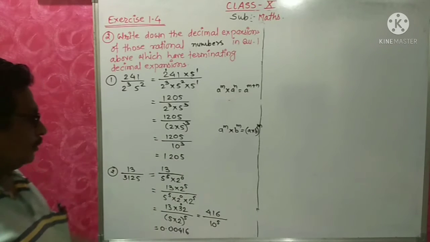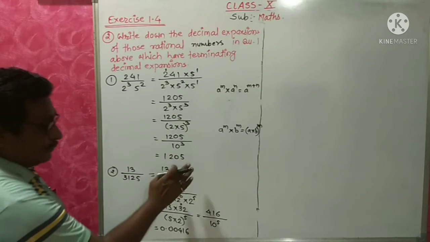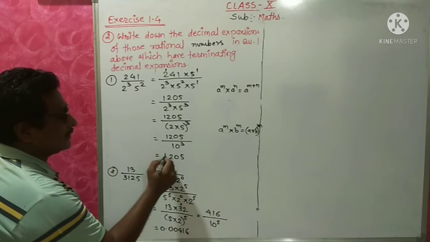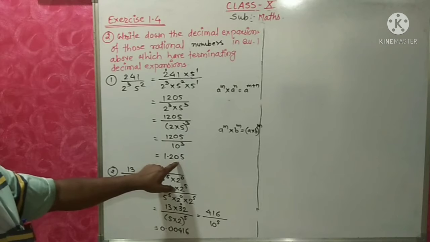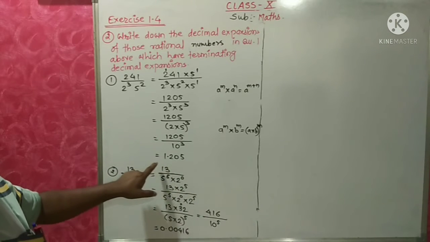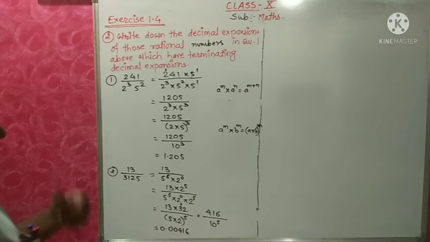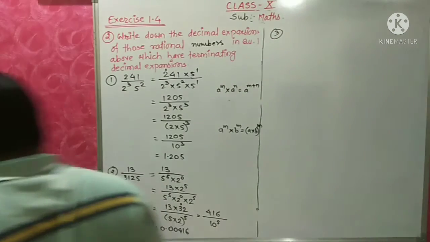1205. Now the power is 3, which means 3 decimal places. So from right to left, 1, 2, 3. So what is the decimal? 1.205. Understood what it will come to? So in this way we have to convert. Another example we will take. Third example.